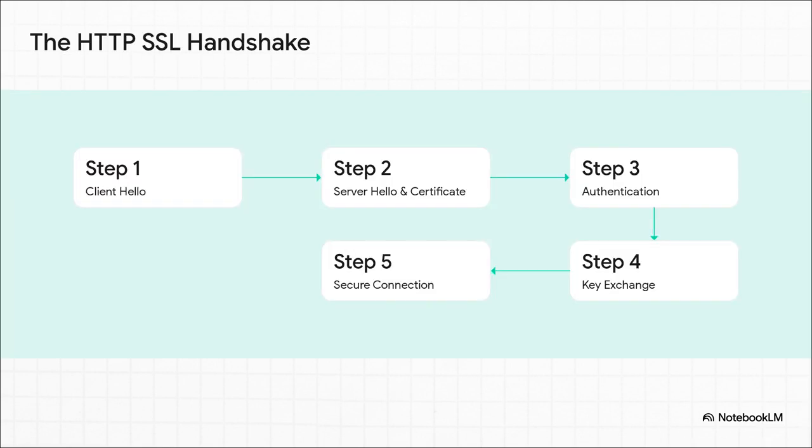And that little padlock you see in your browser, that's all thanks to the SSL handshake. It's actually a pretty cool little dance. Your browser, the client, basically says, hello. The server says hello back and shows some ID, its certificate. Your browser checks that ID to make sure the server is who it says it is. And once they've authenticated, they create a secret key to encrypt everything else they say to each other. It's this digital handshake that makes secure communication possible.